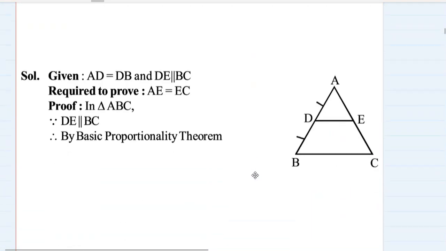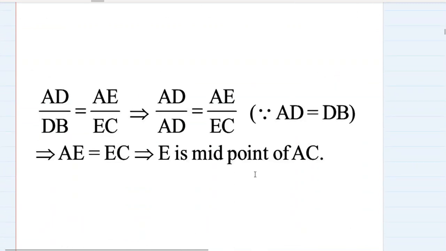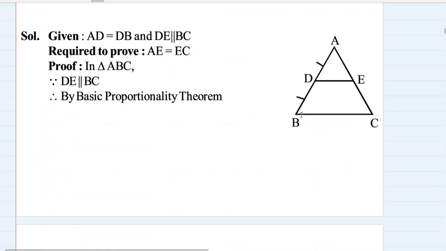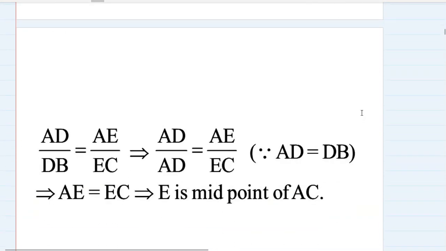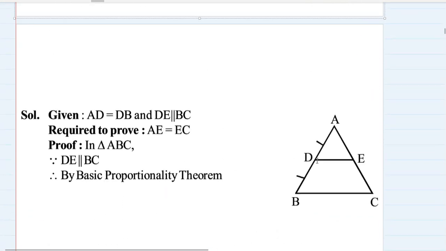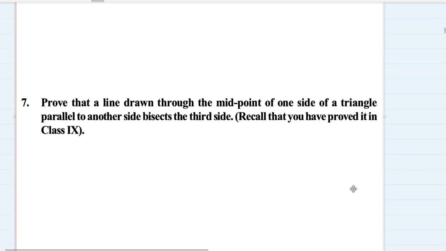So we will go ahead and look at the proof. The proof is very simple. If AD upon DB is equal to AE upon EC, then DE automatically becomes parallel to BC. If DE is parallel to BC, then AD upon DB becomes AE upon EC, and if AD is equal to DB, AE also becomes equal to EC, and E is the midpoint of AC. Okay, so this is the converse of the midpoint theorem.